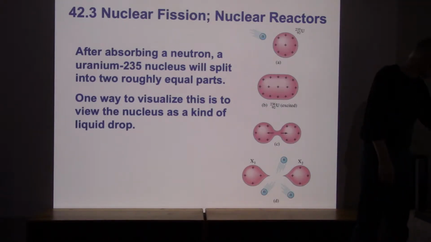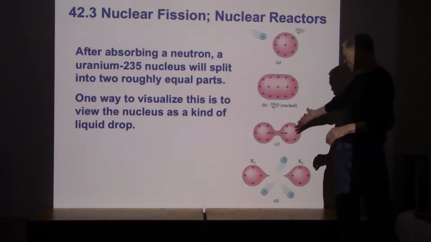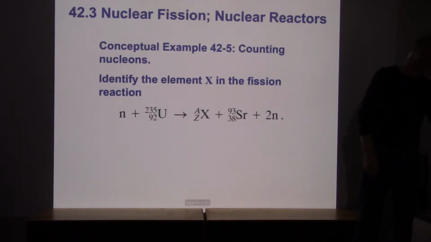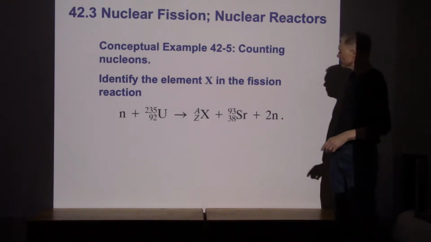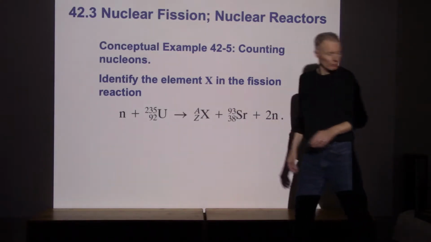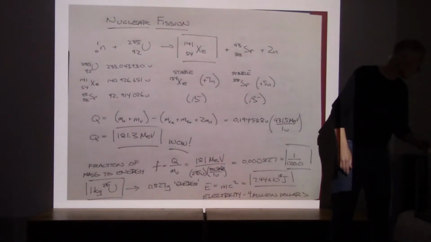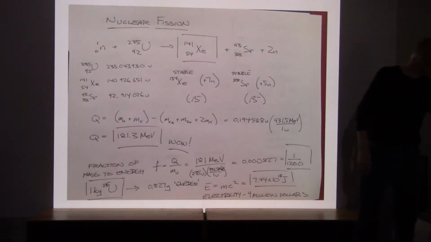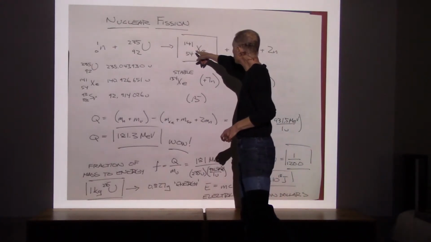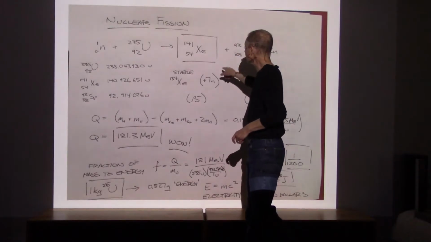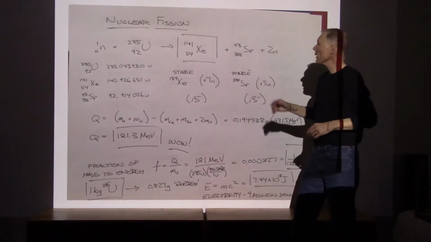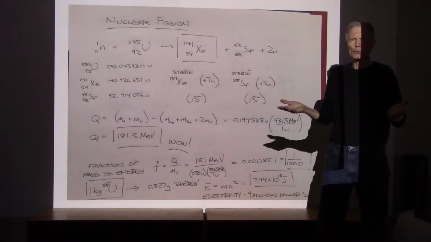So this was outlining what we think of as fission, the uranium nucleus splitting. Here is an example of one of those reactions. We had run through the numbers here. This was the reaction we were looking at, with xenon-141 and strontium-93. Those are going to be radioactive, because there are just way too many neutrons.